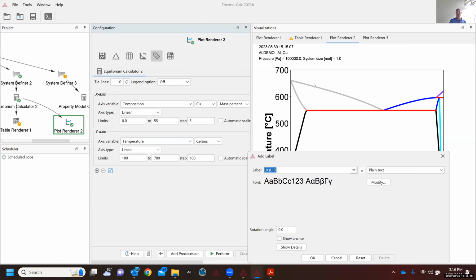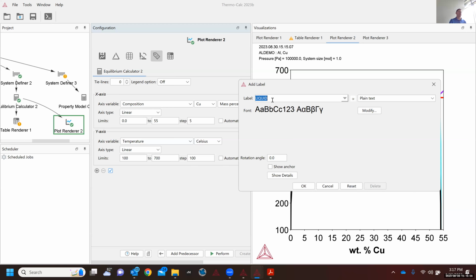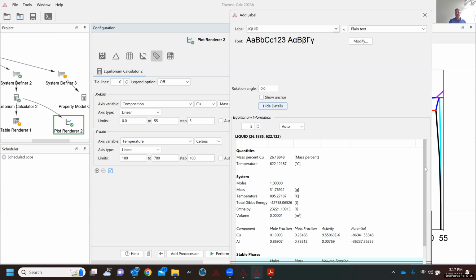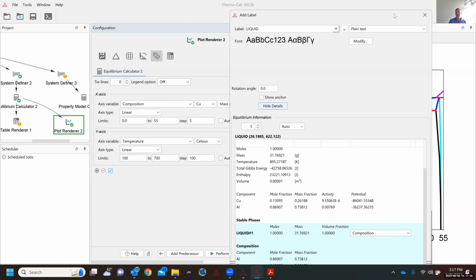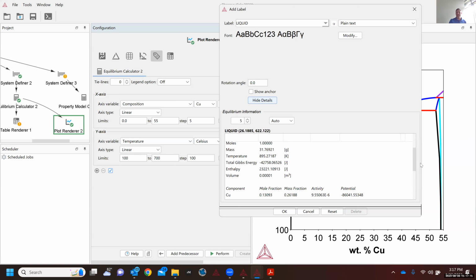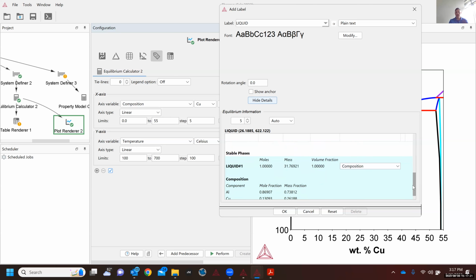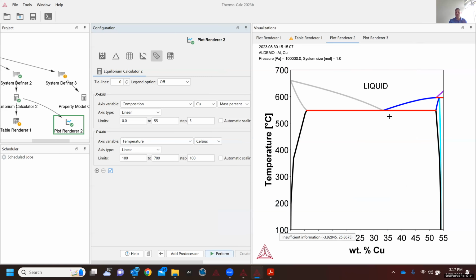So up here, when I clicked add label, I clicked in the single phase liquid region. So it gives me the option of liquid. If you want, you can have it show detail, and it actually will show you the equilibrium. So it'll print out that same data that we looked at for that first point calculation. So in ours, we have 100% liquid. Well, so now we said add label. I'll add the label. There, look at that, right there.